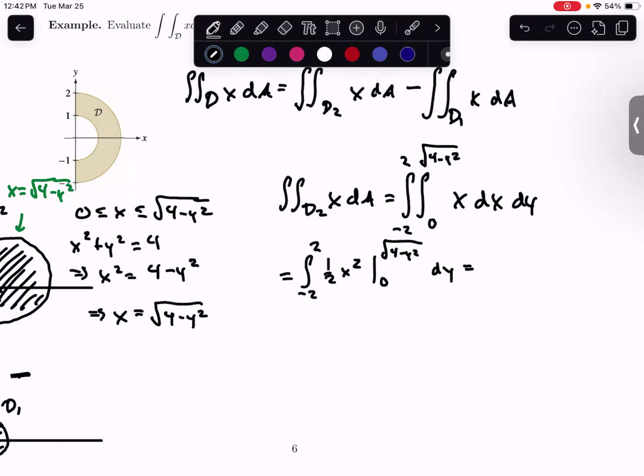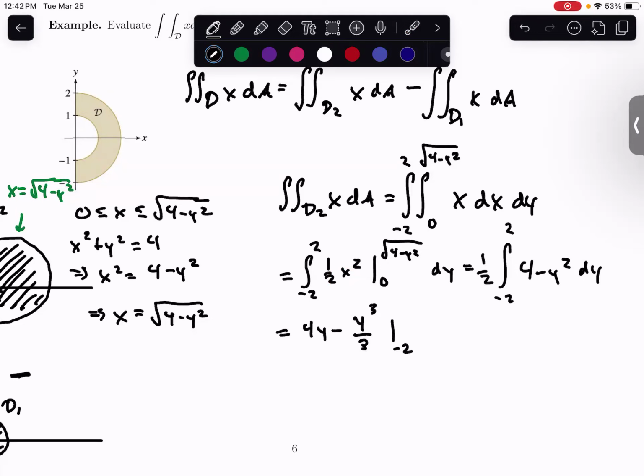You can bring the 1/2 outside of the integral, so this is 1/2 times the integral from -2 to 2. If you plug the square root of 4 minus y squared into x squared, you just get 4 minus y squared. If you plug in x equals 0, it just becomes 0. So you just get the integral of 4 minus y squared, and now you just have to integrate this. So this is going to be 4y minus y cubed over 3.